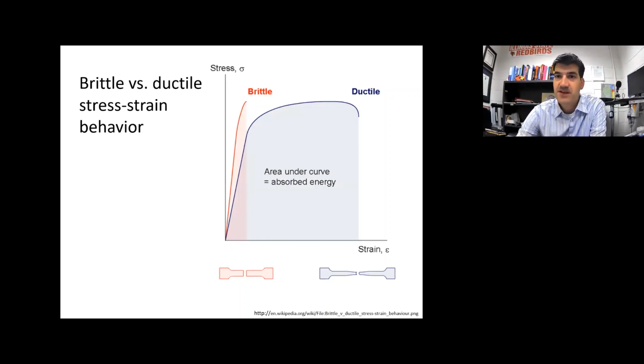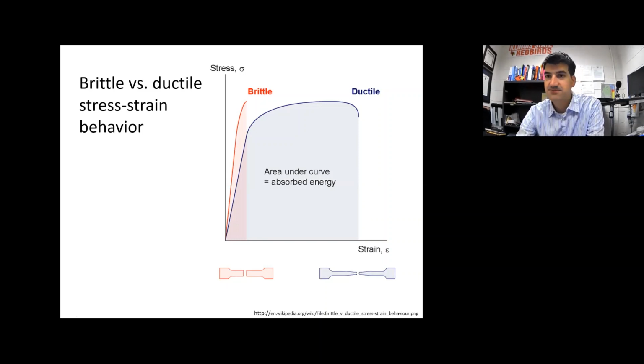Here's an example. So this red curve, notice how it got up to the yield stress, probably around there. And then there was very little additional plastic deformation before it just snapped, it failed. So this red curve represents a brittle material, whereas this blue curve, okay, the yield stress is probably around here, and they had all this plastic deformation right here. So you'd say that's a pretty ductile material.